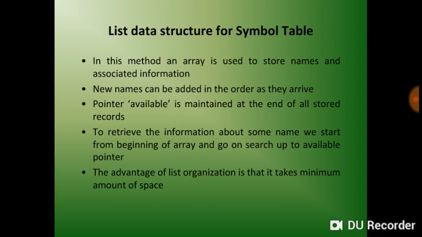List data structure for the symbol table. In this method, an array is used to store names and associated information. Names are added in the order they become active. An available pointer is maintained at the end of all stored data. Retrieving information about a name starts at the beginning of the array and goes on searching up to the available pointer. The advantage of list organization is that it takes a minimum amount of space.